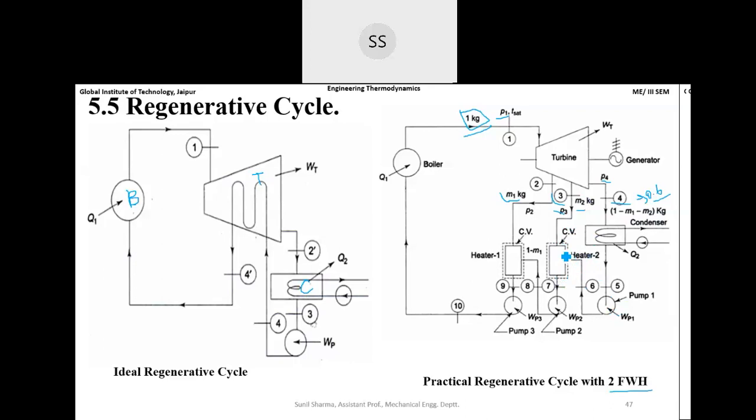It is now heated. Now this is of total P3 pressure. Again we pump it to the pressure P2. All right, so after mixing steam and water it has become water again, of P3 pressure, which is definitely heated now. It is pumped to the pressure P2.